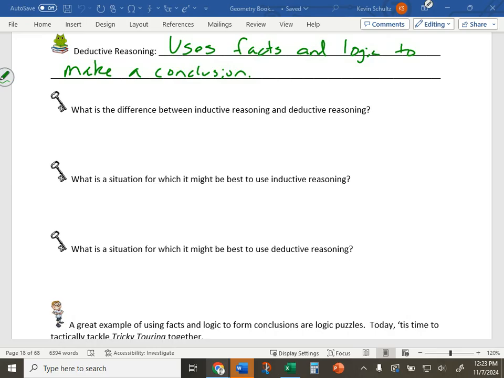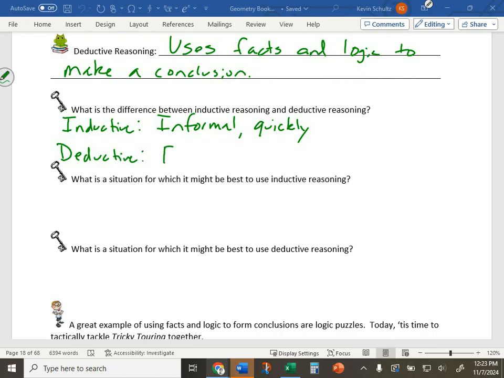Okay. What is the difference between inductive and deductive reasoning? We've already kind of talked about it. Inductive is more informal and can be done quickly. Deductive is more formal and takes time. Okay?